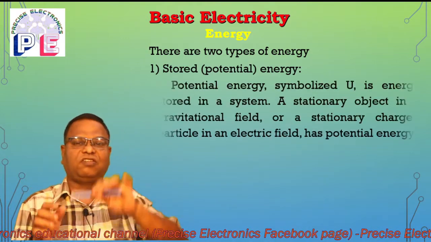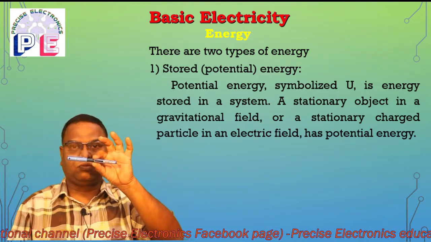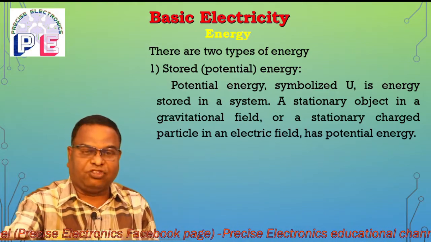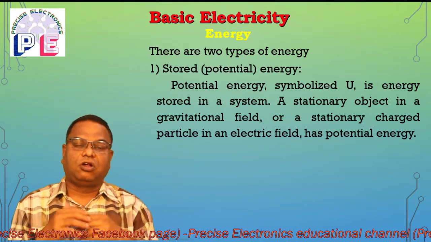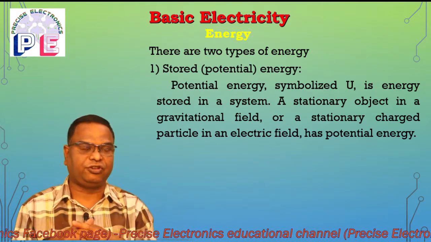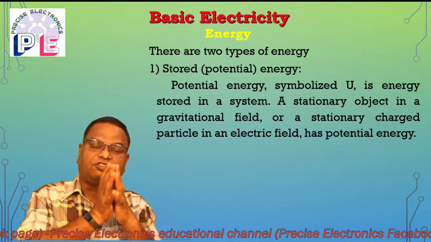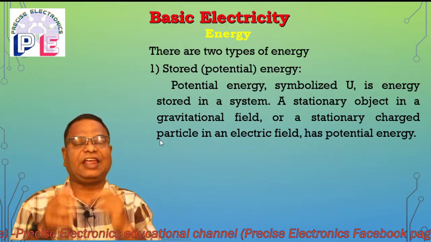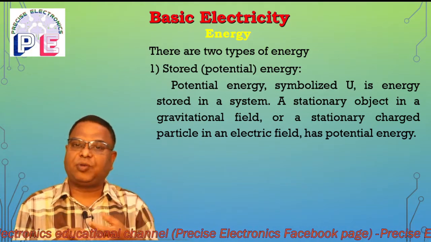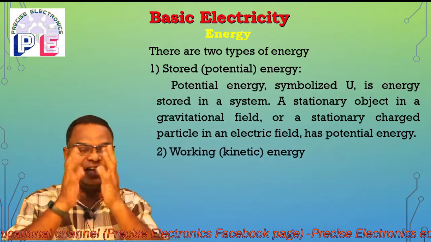Suppose this is a pen. It is kept at a height. This pen has stored energy, but this energy is in stored form, so it is known as potential energy. A stationary object in a gravitational field, or a stationary charged particle in an electric field, produces potential energy. The second type of energy is working energy, and obviously it is known as kinetic energy.